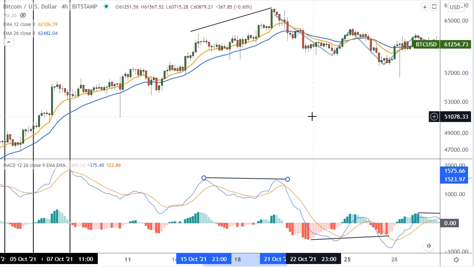We're going to move next into the Relative Strength Index, the RSI, and talk about how to identify trading signals using it. We'll see you in the next video.